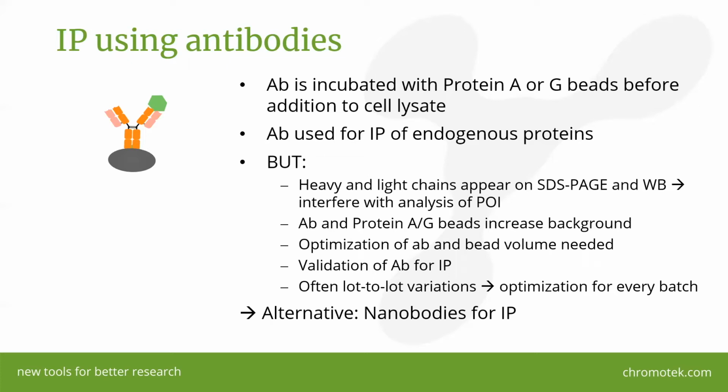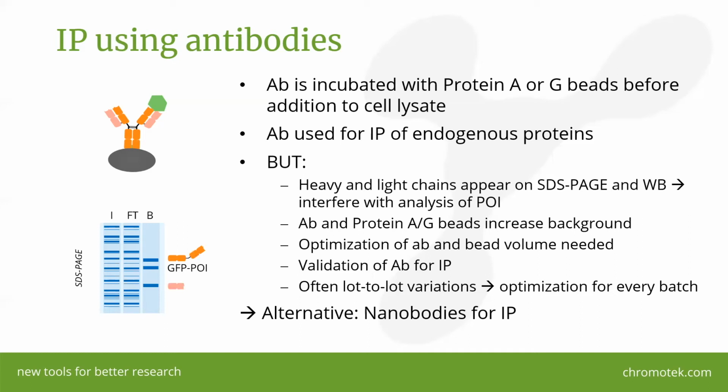And there are several disadvantages of conventional antibodies. One is that the antibody is eluted with SDS sample buffer from the beads and is also found in the bound fraction. The antibody heavy and light chain then appears on the SDS-PAGE and on Western blot next to the GFP protein of interest band. Additional antibody bands can make interpretation of IP results difficult.